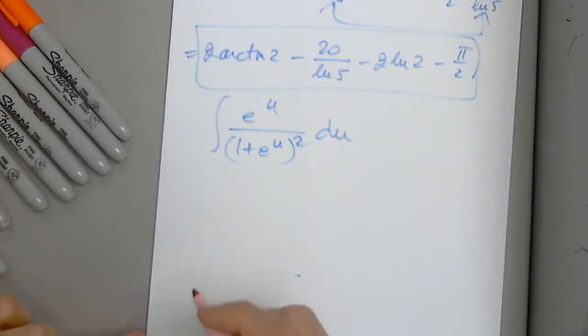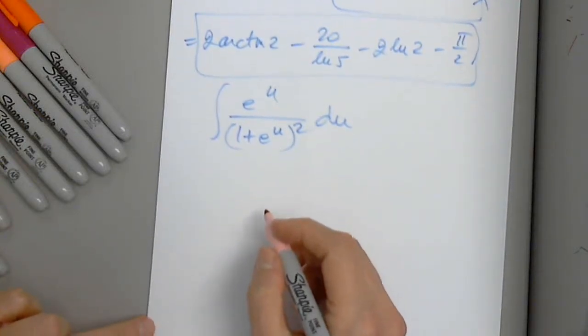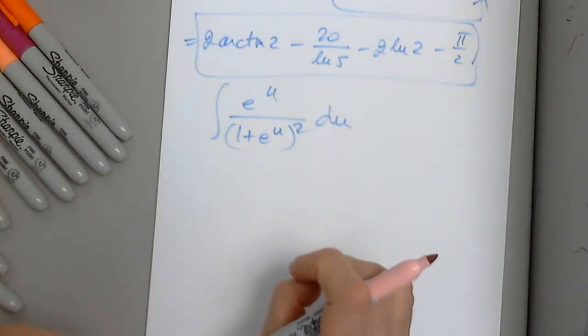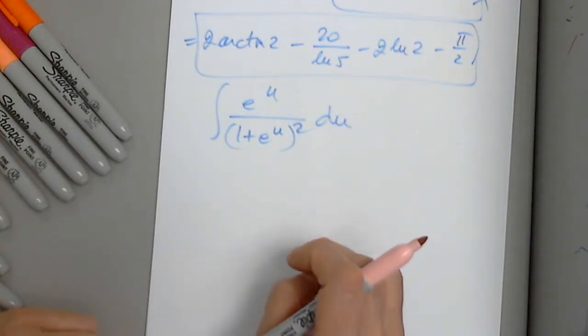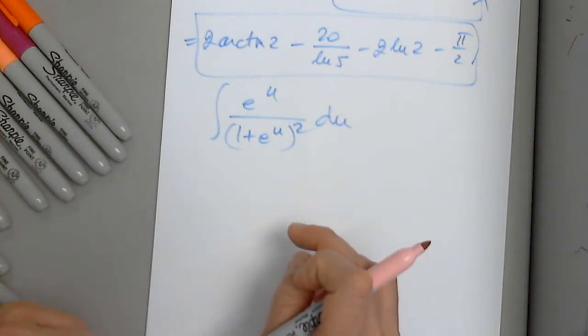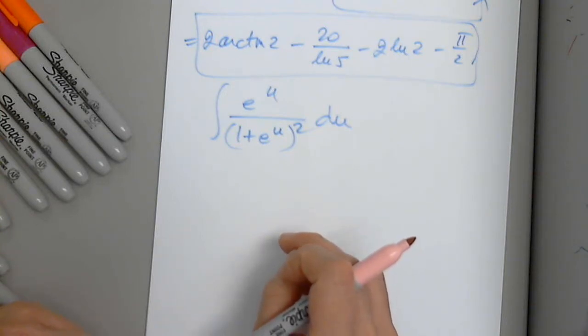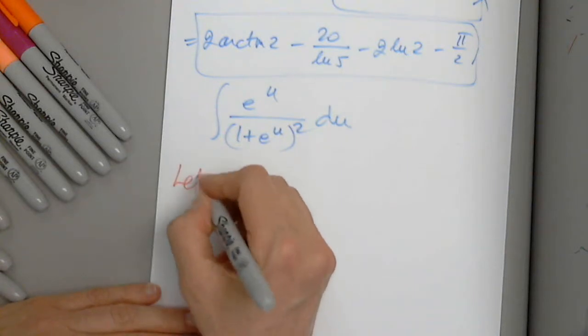Is it just e^u over 1 plus e^u, not squared? Say that again. Is it just e^u over 1 plus e^u, not squared, plus c? Well, we still have to show that we are using a substitution.